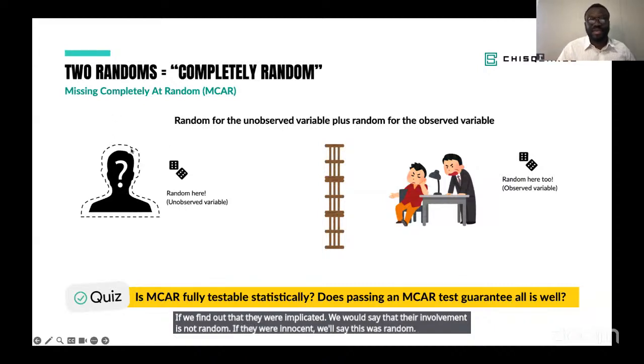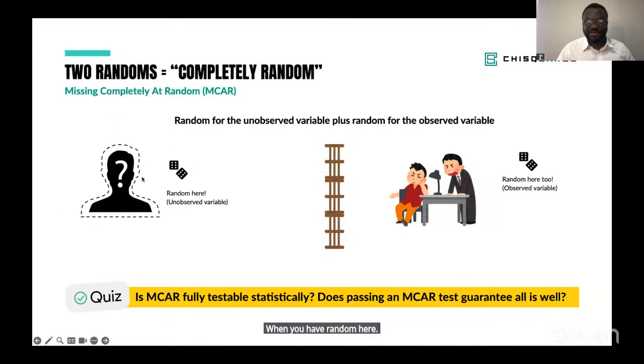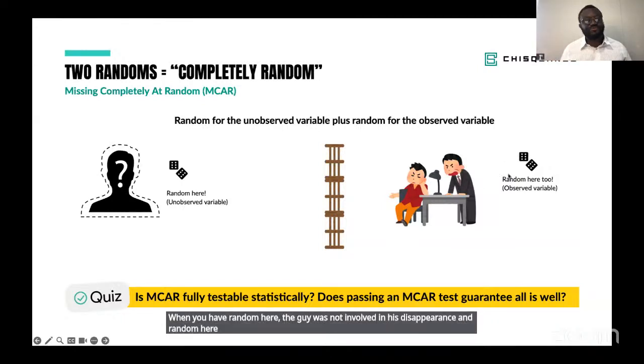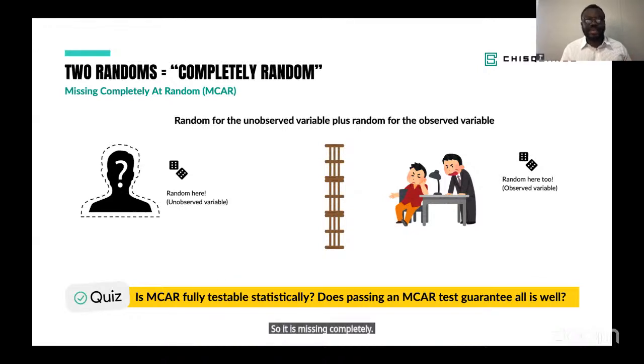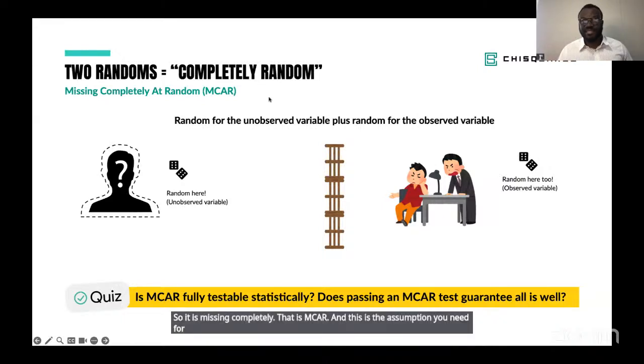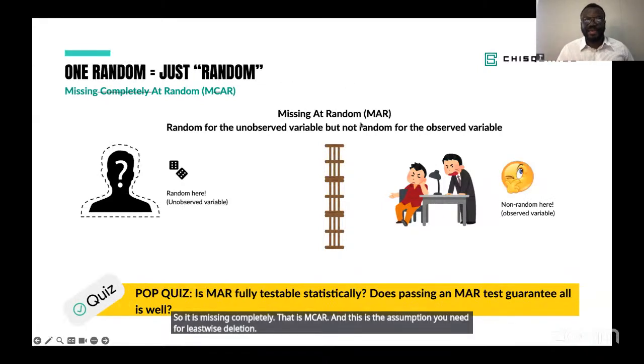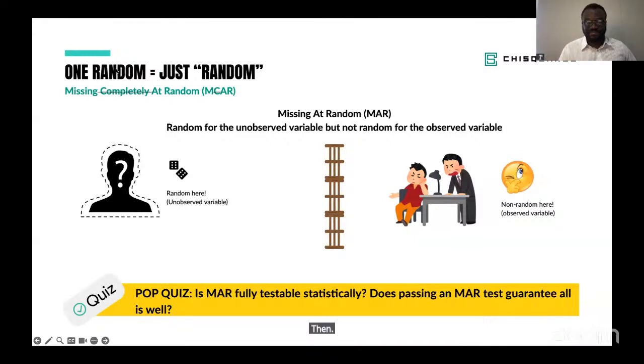When you have random here, the guy was not involved in his disappearance. And random here, then we say you have two randoms. So it is missing completely at random. That is MCAR. And this is the assumption you need for listwise deletion. Then, missing at random means you have just one random, right? There's random here, but not random here.